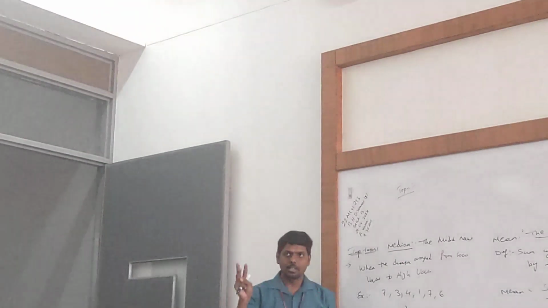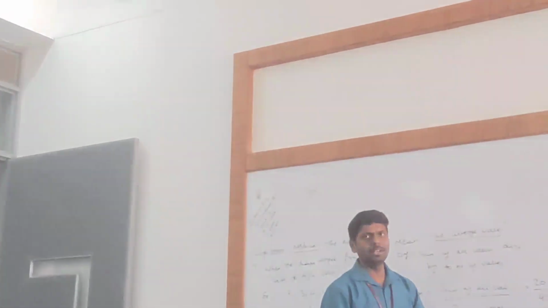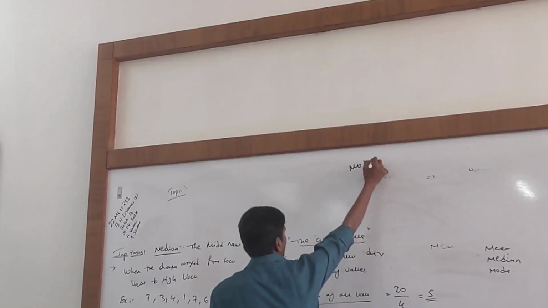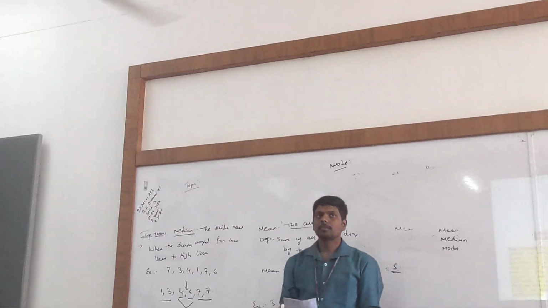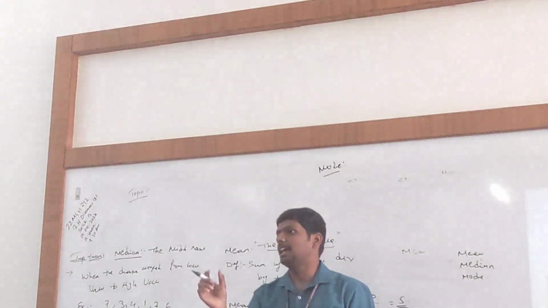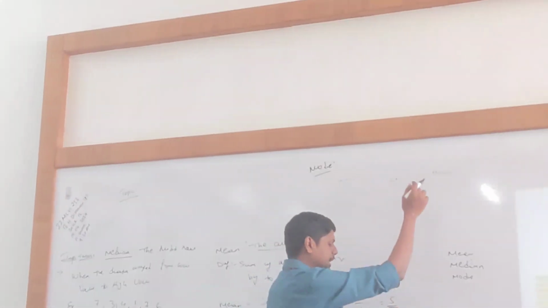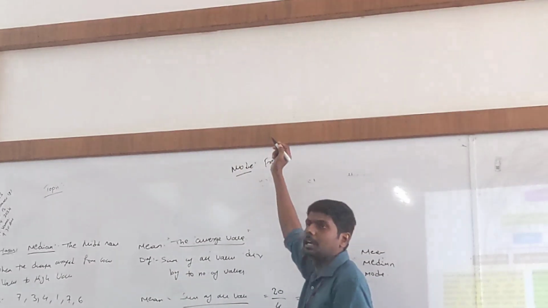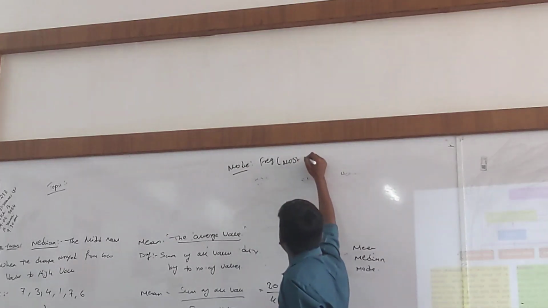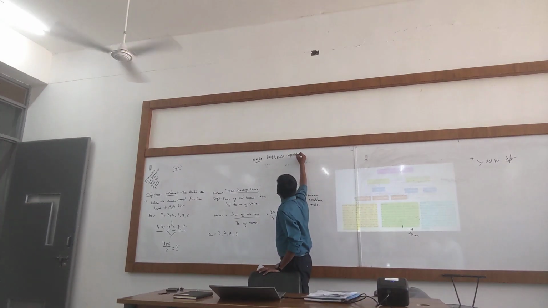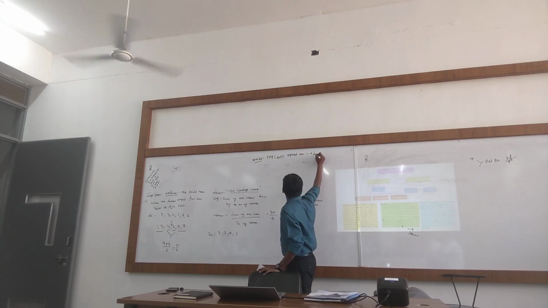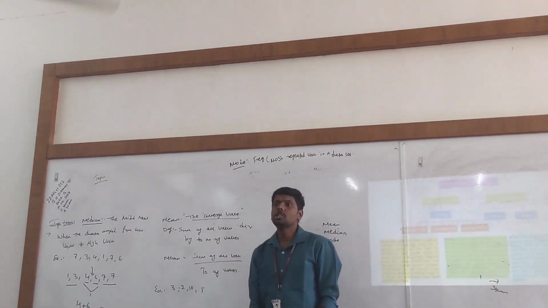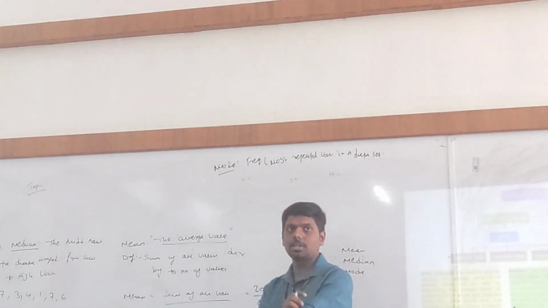Clear? Then the third one. Mode. How to calculate mode? What is the definition of mode? Most repeated value in a data set. Very good. Most repeated value. It is also called frequency. Frequency means most repeated value. The most repeated value in a data set is called the mode, right?